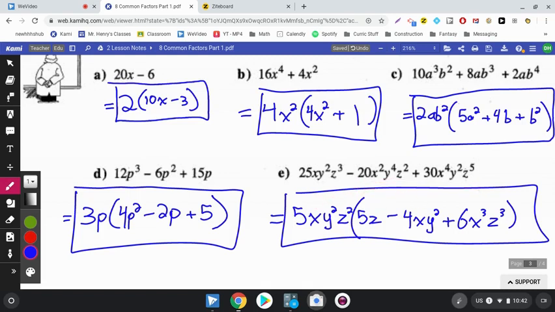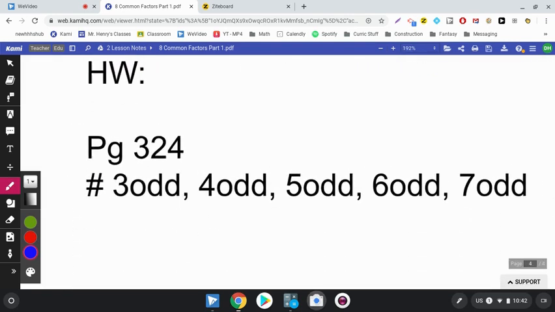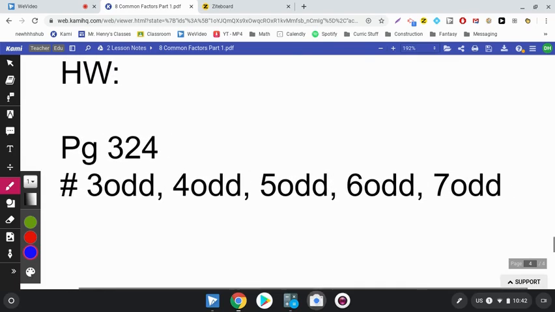Okay, and that's it. So here's some homework for you guys. Page 324, 3 odd, 4 odd, 5 odd, 6 odd, 7 odd. Pretty quick questions, but crucial questions. So if you're struggling with this, send me an email, let me know. Fill out the Google form, let me know, and I'll answer. And as always, feel free to set up a one-on-one Google Meet where we can work through things together.